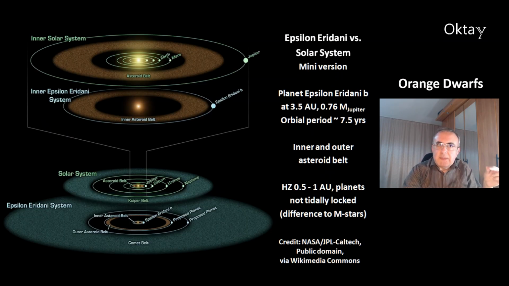This is a comparison of the Epsilon Eridani system with the solar system. You can see the Epsilon Eridani system looks like a mini version of the solar system. Both have an asteroid belt. Both have a big giant planet outside. Planet Epsilon Eridani b is at a distance of 3.5 AU. Jupiter is at 5 AU. It has 76% of Jupiter's mass. The orbital period is 7.5 years. And you can see here there's an inner asteroid belt and an outer asteroid belt.